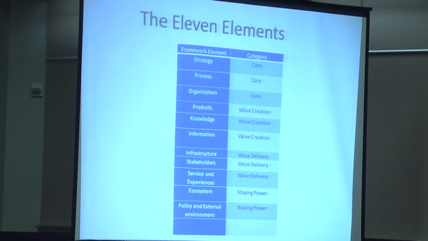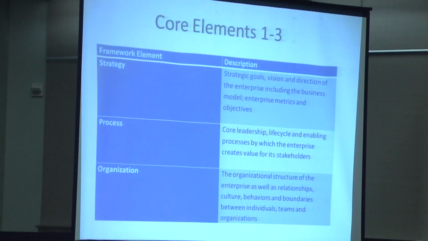So we divided these 11 elements into essentially 4 categories. The first category is the core, which is the strategy, the process, organization, products. So again, there are 4 categories: the core category, and then value creation, value delivery, and of course the staying power one. So we will see in some subsequent slides how it can be implemented successfully within the organization.